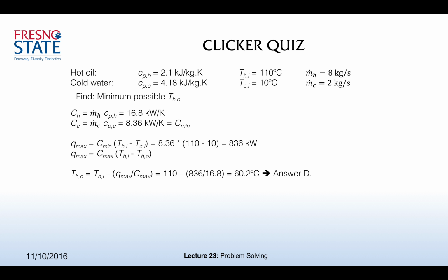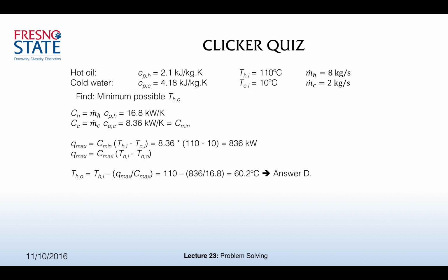So I have C minimum to be 8.36 kilowatts per Kelvin multiplied by the maximum possible temperature difference, T_H in 110 degrees Celsius minus T cold in 10 degrees Celsius, and therefore our Qmax is going to be 836 kilowatts applied to our cold fluid. But remember, if the cold fluid is gaining this amount of heat, then that should be the amount of heat lost by the hot fluid as well.